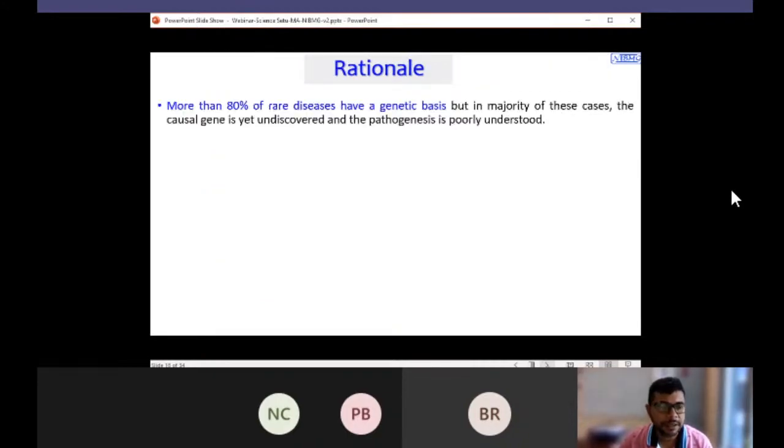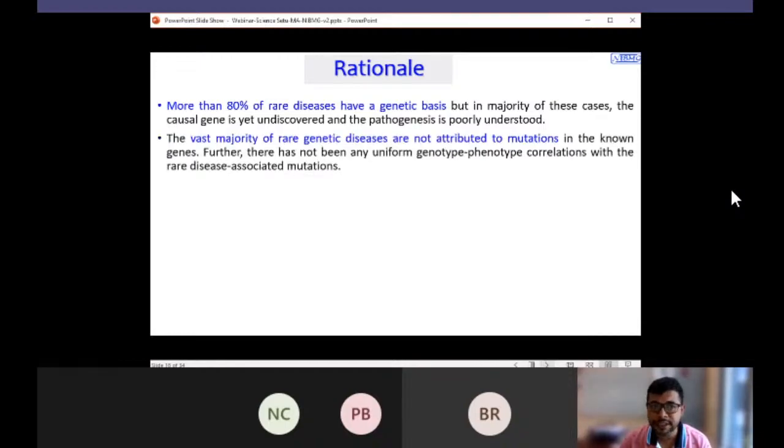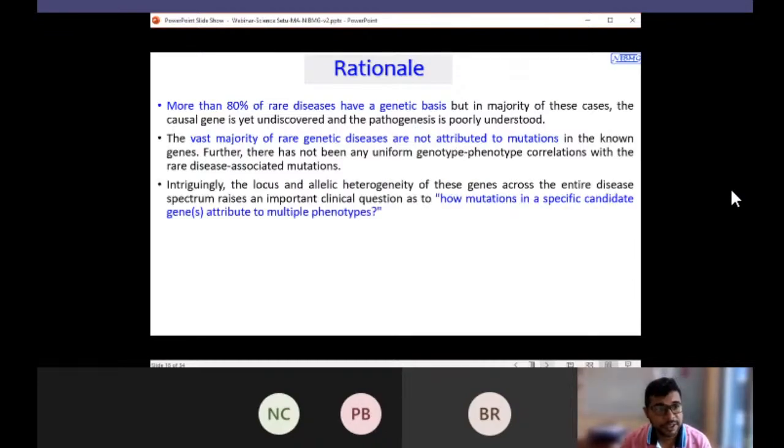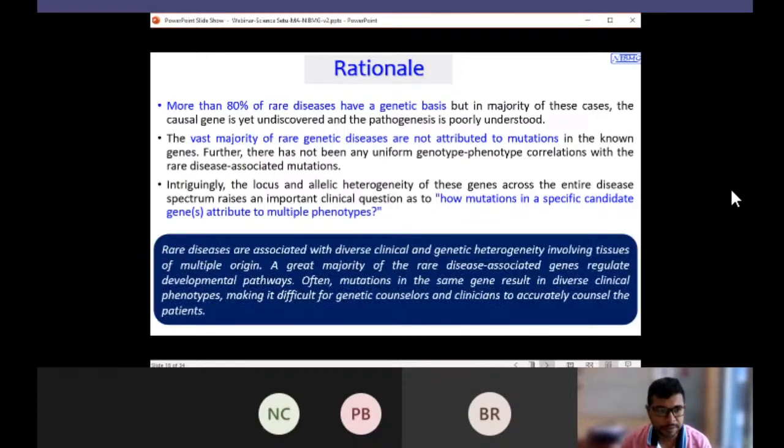So what is the rationale? The rationale is that more than 80% of rare diseases have a genetic basis, but in the majority of these cases, the causal gene is yet undiscovered and the pathogenesis is poorly understood. The vast majority of rare genetic diseases are not attributed to mutations in known genes. Further, there has not been any uniform genotype-phenotype correlation with the rare disease-associated mutations. Intriguingly, the locus and allelic heterogeneity of these genes that I mentioned earlier, across the entire disease spectrum, raises an important clinical question as to how mutations in a specific candidate contribute to multiple phenotypes.